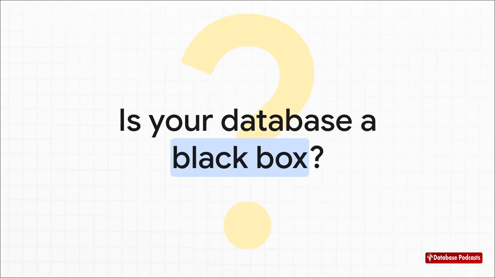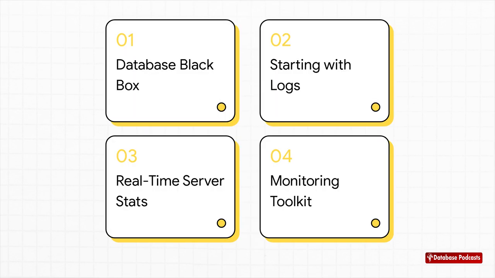Think about it. You hit run, your app is working, data's flowing, but what is actually happening inside your database? Is it struggling? Is it bored? Is there one specific query that's slowing everything down? When things go wrong, or even when you just want to optimize, a black box is the last thing you need. So in this explainer, we're going to build your complete monitoring toolkit piece by piece.